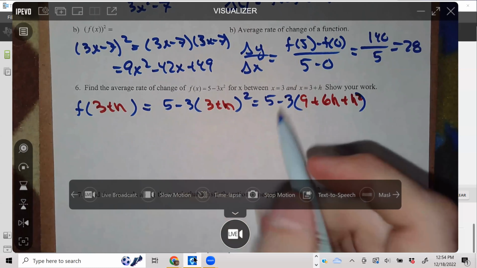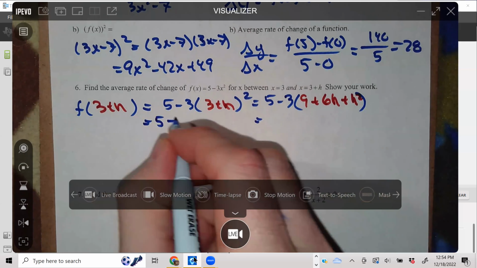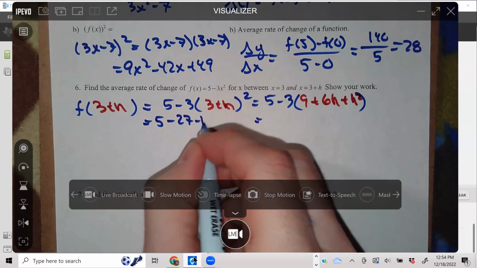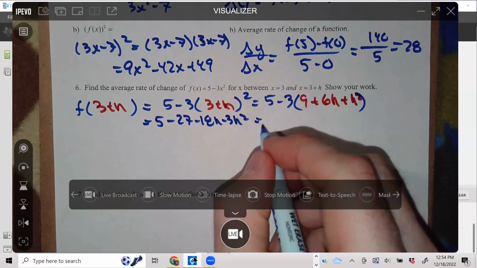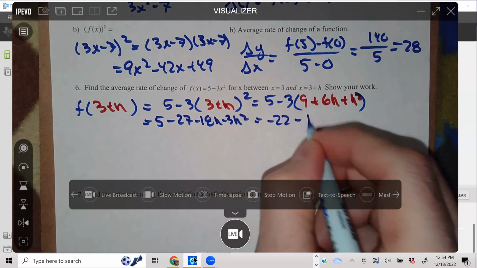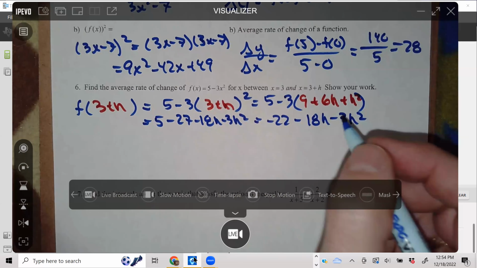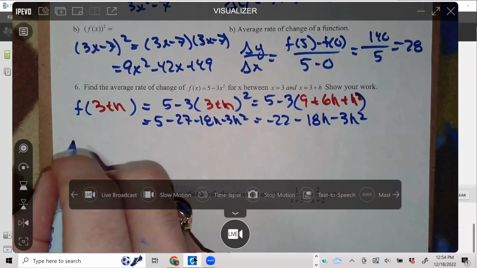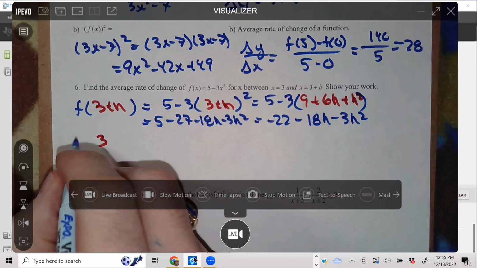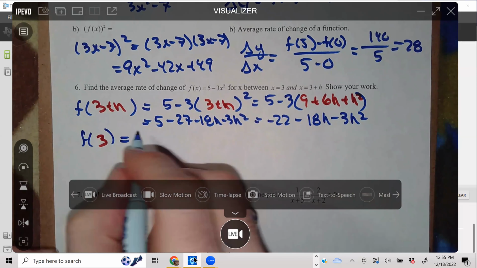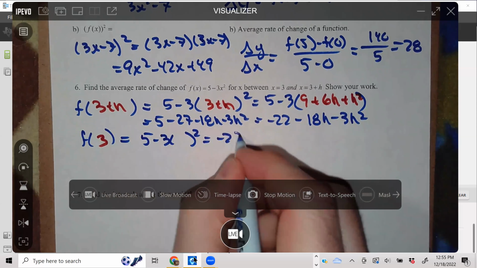And then probably distribute the negative 3. That's going to be 5 minus 27 minus 18h minus 3h squared. Combining the 5 and the negative 27 gives me negative 22 minus 18h minus 3h squared. Okay. That's f of 3 plus h. What about f of 3? F of 3 is simply going to be 5 minus 3 squared, which is negative 22.